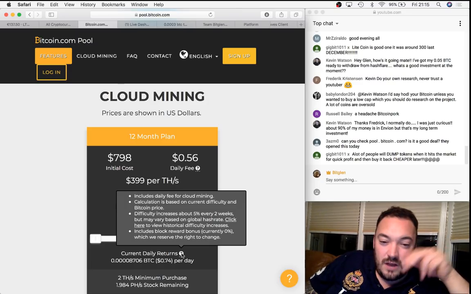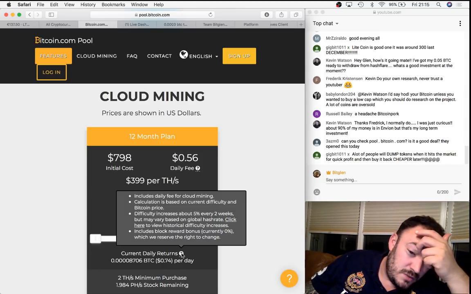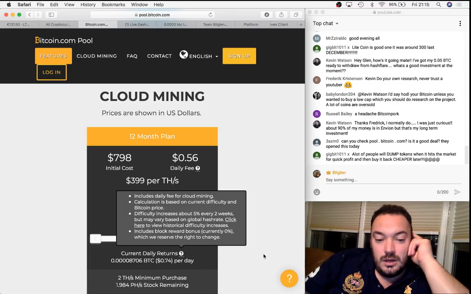Calculation is based on the current difficulty and Bitcoin price. Difficulty increases about 5% every 2 weeks. That's 10% a month. But may vary based on global hash rate. Click here to view historical difficulty increases. Includes block reward bonus, currently 0%, which we reserve the right to change.